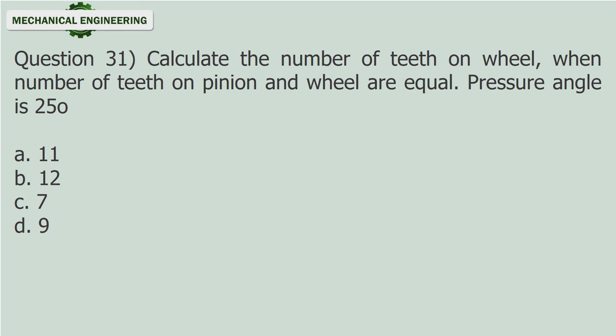Question 31. Calculate the number of teeth on wheel when number of teeth on pinion and wheel are equal. Pressure angle is 25.0. A. 11. B. 12. C. 7. D. 9.